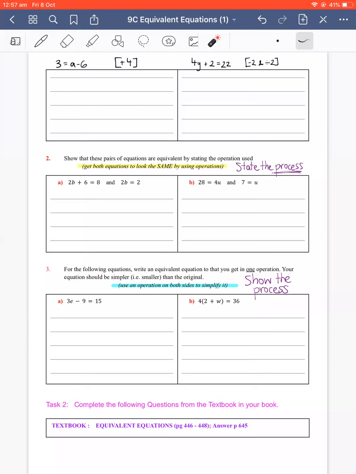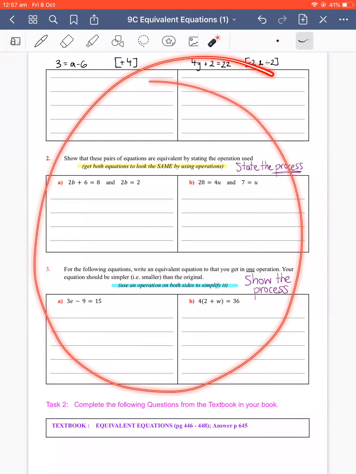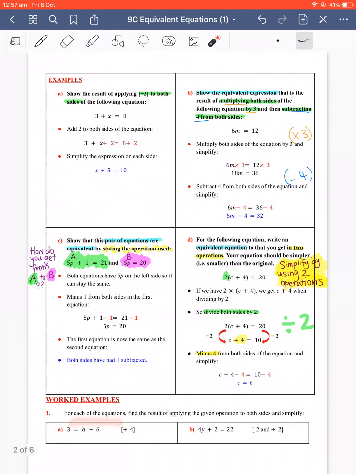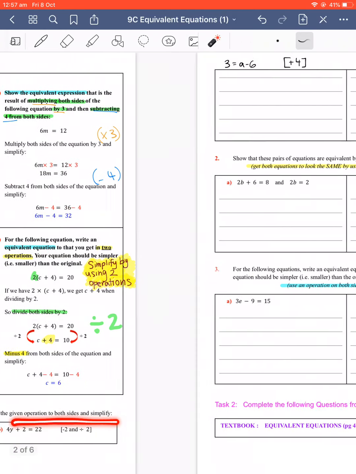Onto our worked examples now, and we've only got 6 to do. So the first question asks us, for each of these equations, find the result of applying the given operation, so what's in that lovely square bracket, to both sides, and then we are simplifying.